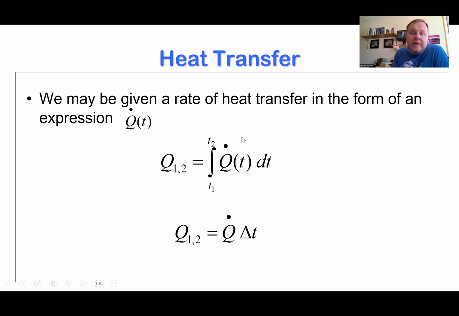Okay, got it? A dot above a variable means it's per unit time. It's a rate. So Q dot means that is the rate of heat transfer, heat per unit time. If I need to know how much total heat has occurred, I need to be able to integrate that heat with respect to time.